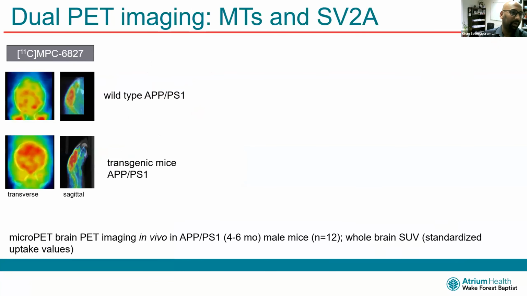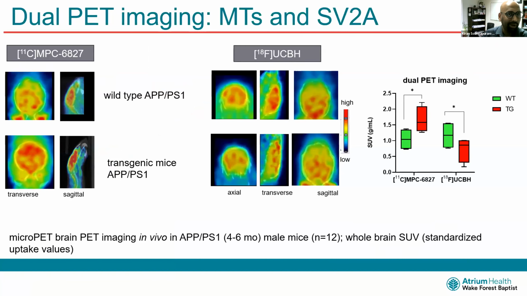To our surprise, not surprise, we found that with MPC6827, the transgenic mice have a higher uptake when compared to the wild type, as you can see here. And it did exactly the opposite when it came to SV2A. That is, the transgenic mice had a lower uptake of SV2A than the wild type mice, which are again age matched well.